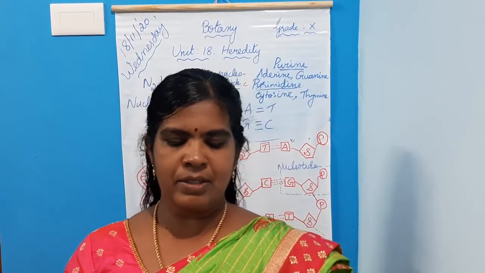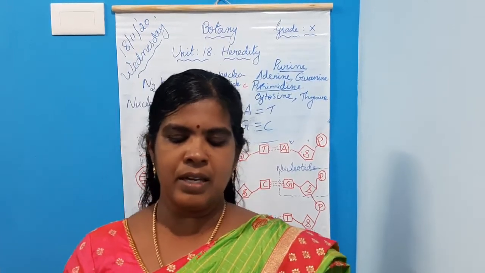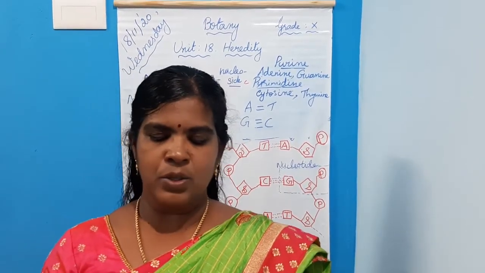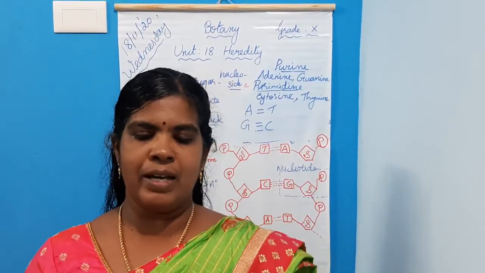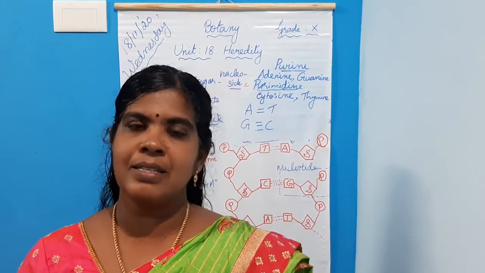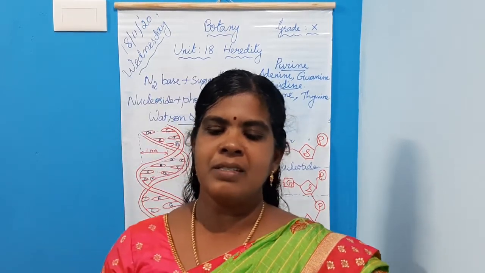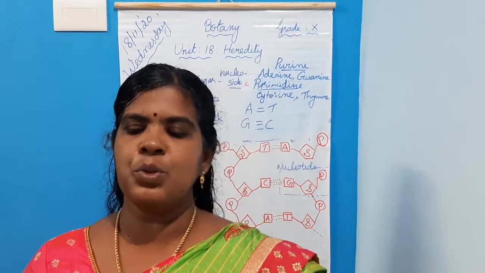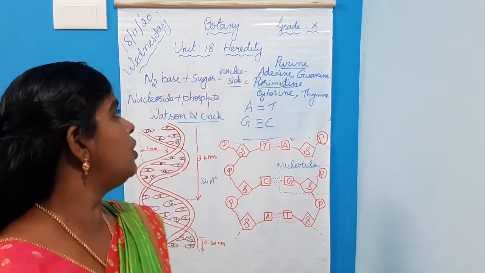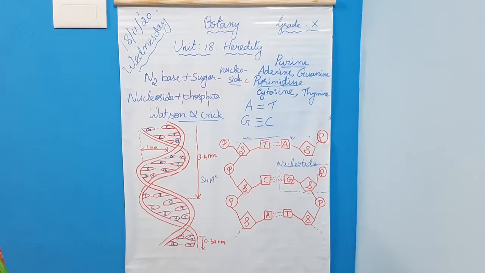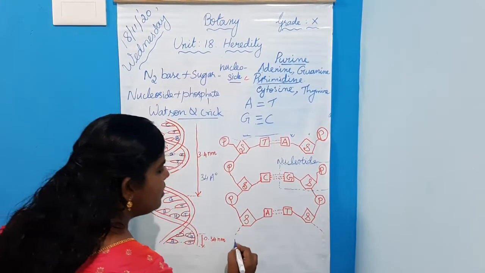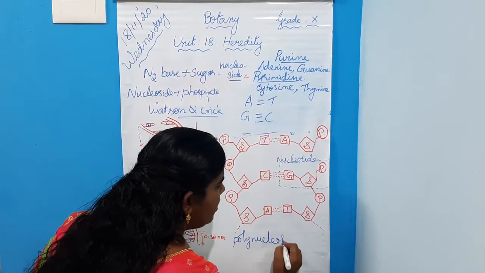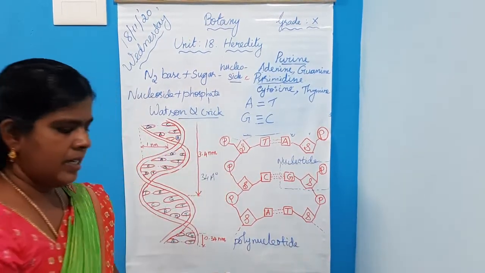Next, fill in the blanks. Seventh question, the number of chromosomes found in human beings are 22 pairs of autosomes and 1 pair of allosome. Allosome means sex chromosome. Fourth one, DNA consists of 2 dash chains: polynucleotide chains.